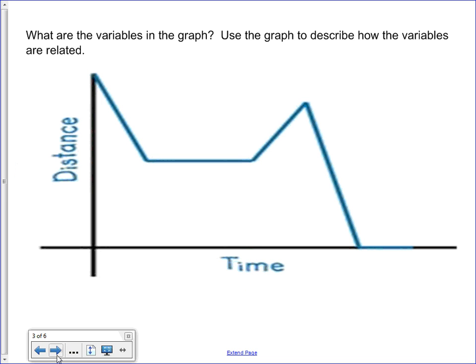Okay, next one. Similar problems. What are the variables in the graph? Use the graph to describe how the variables are related. Again, time and distance would be our variables. And again, we just want to tell a story. So it could be distance from home.